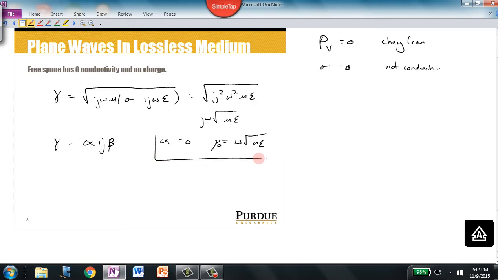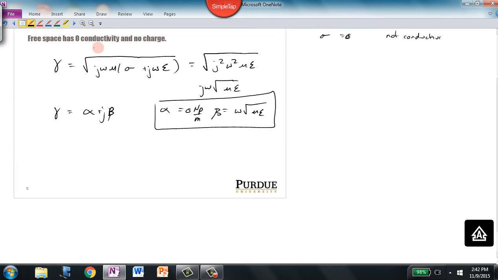So we get some simplifying assumptions for lossless media, and the great thing is that, well, it's a vacuum, it has no conductivity. That simplifying assumption alone shows us that the attenuation constant is 0 Nepers per meter, which we would expect for a lossless situation.